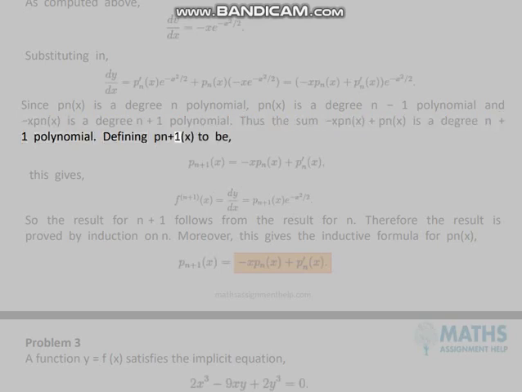Defining Pn plus 1(x) to be this, the result for n plus 1 follows from the result for n. Therefore the result is proved by induction on n. Moreover, this gives the inductive formula for Pn(x).